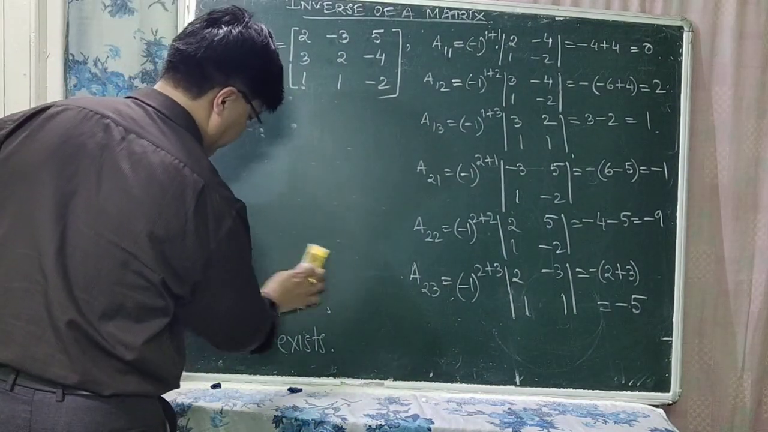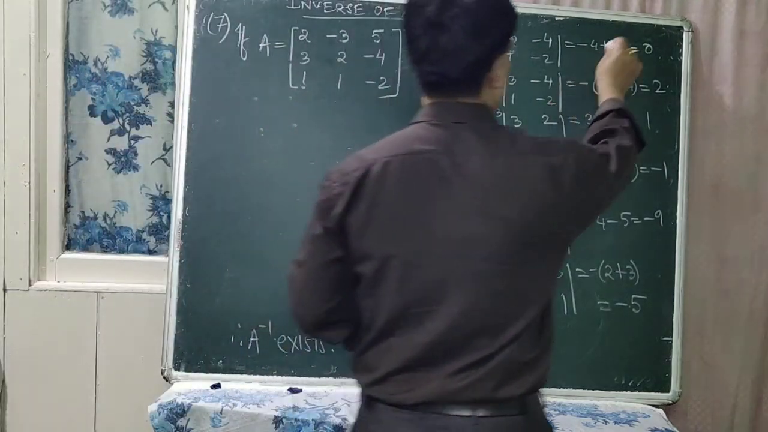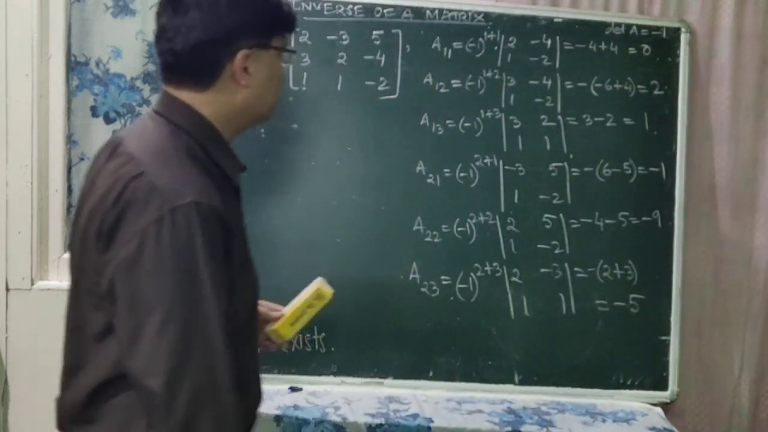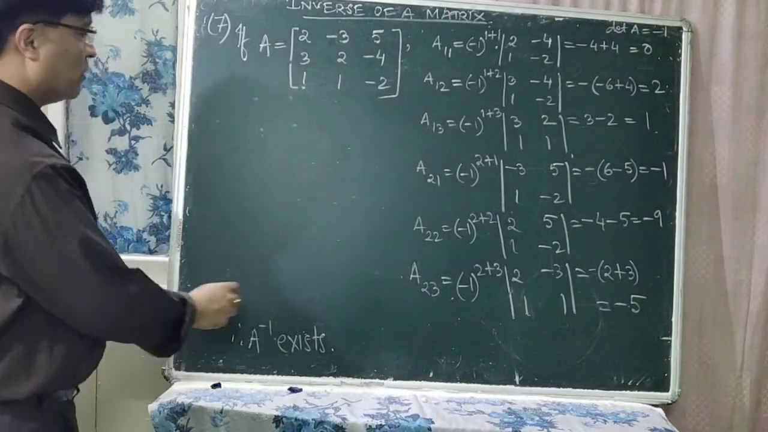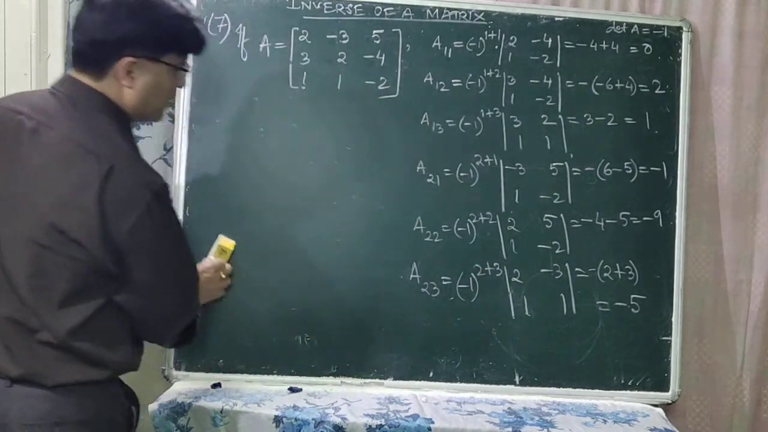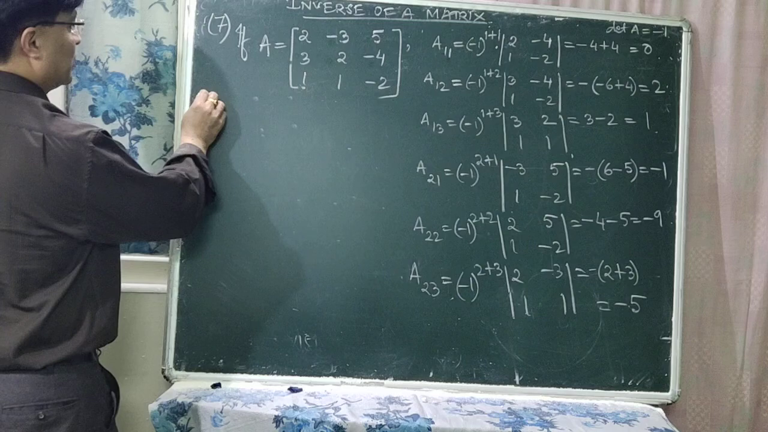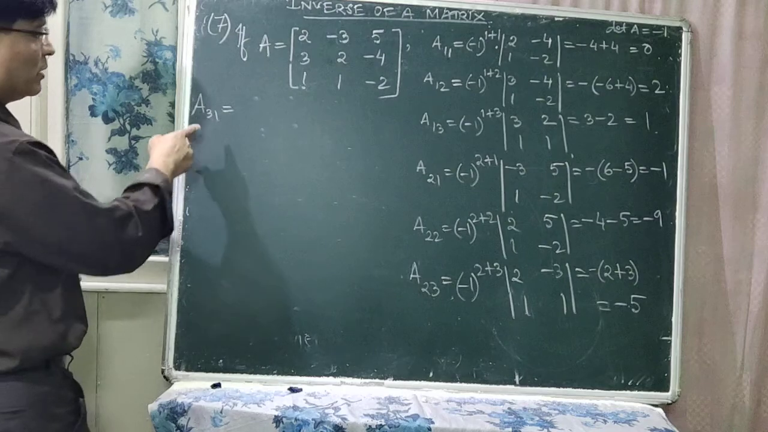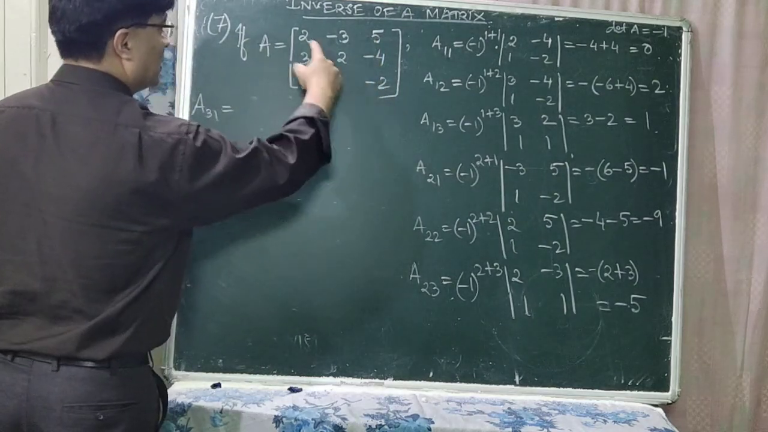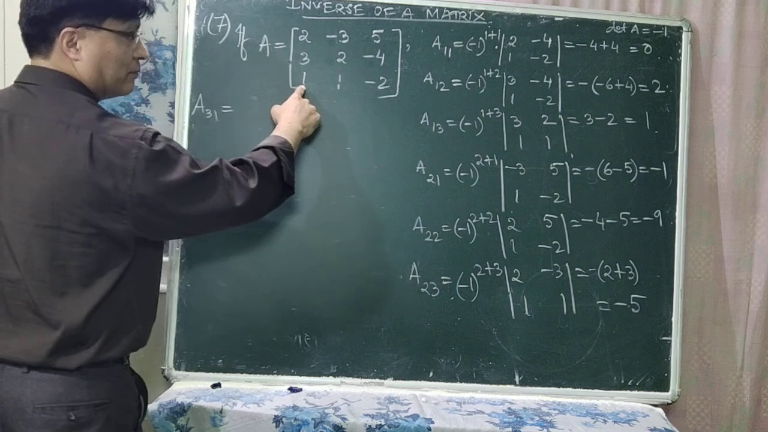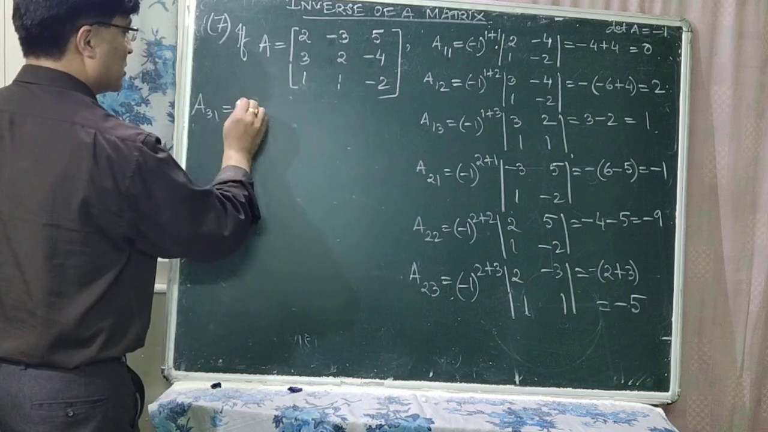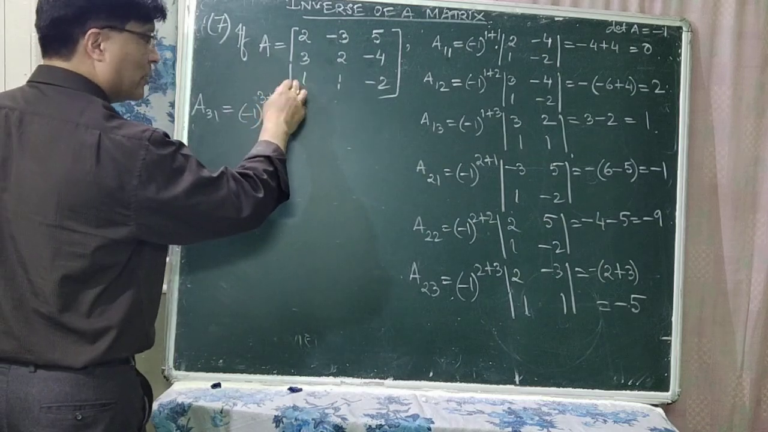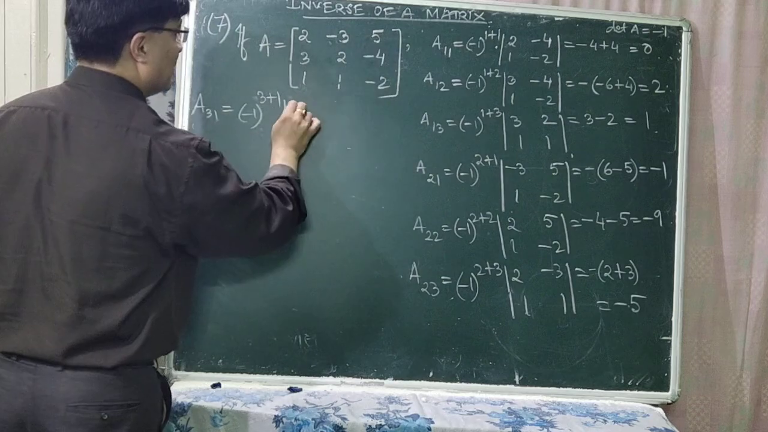Now here, so determinant A is minus 1. Let us write it here. Determinant A is equal to minus 1. Right? Next, you have to find out A31. So what is A31? Cofactor of the element belonging to the third row and first column. That means 1. You have to find out the cofactor of 1. So let us consider the sign first. Minus 1 to the power 3 plus 1. Delete the row and the column through the element 1 now. So it remains minus 3, 5.